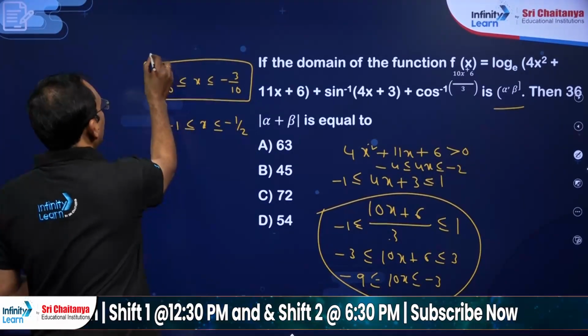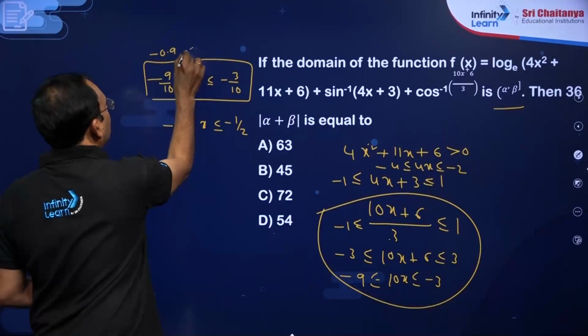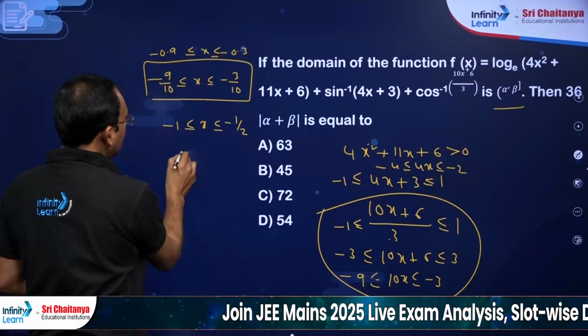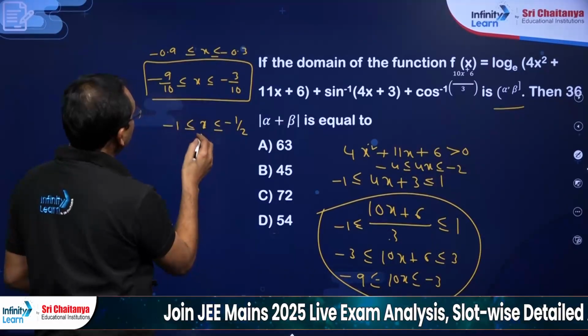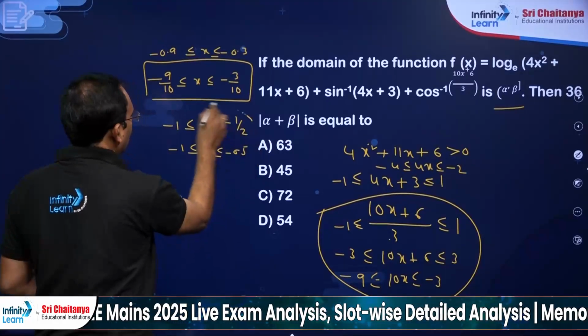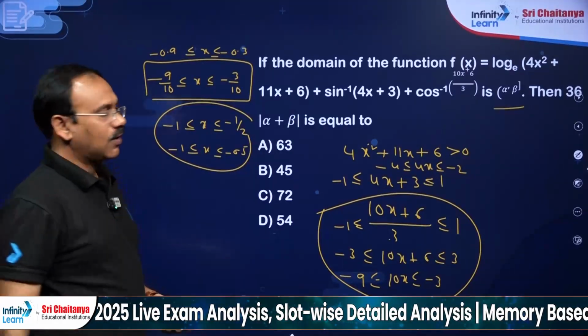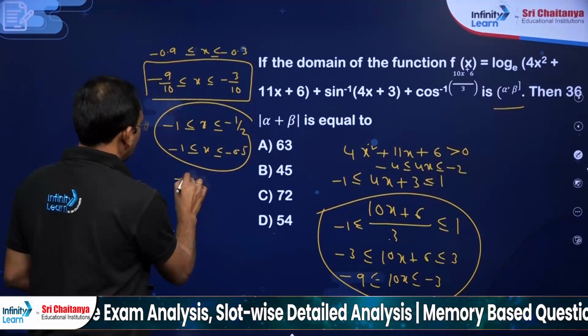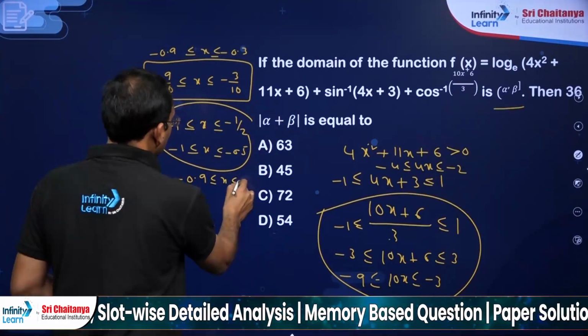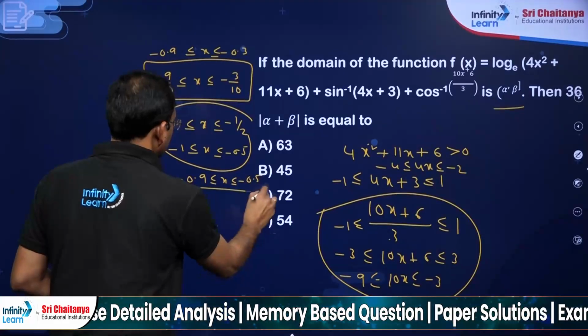So this is saying x must be between minus 0.92, this is minus 0.3, this is saying it must be between minus 1 to minus 0.5. What is the common solution so far? The common solution must be minus 0.92, you can say less than or equal to minus 0.5 is the common solution.